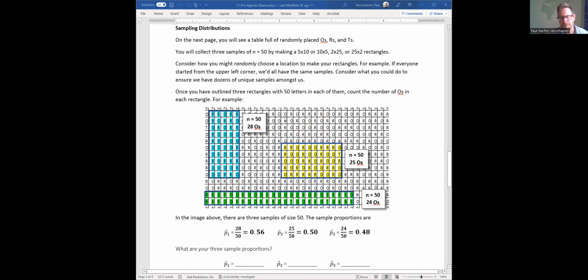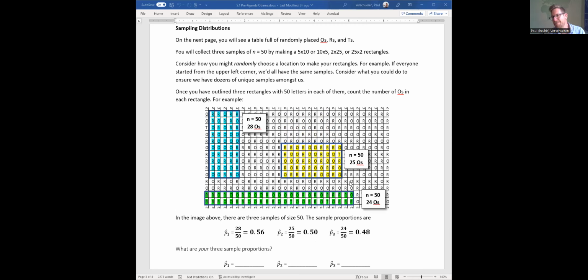Just to show you what this looks like, the first side of the page had a description that said something like this: just try to find a random spot. You can make a 5 by 10 or a 10 by 5 or a 2 by 25, whatever you want to do to select 50 letters. And of those 50 letters, count how many O's are in them. So in this example, in blue here, there are 50 letters selected, 28 of them are O's. This is another selection, 25 are O's, and here's a third selection of 50, 24 are O's.